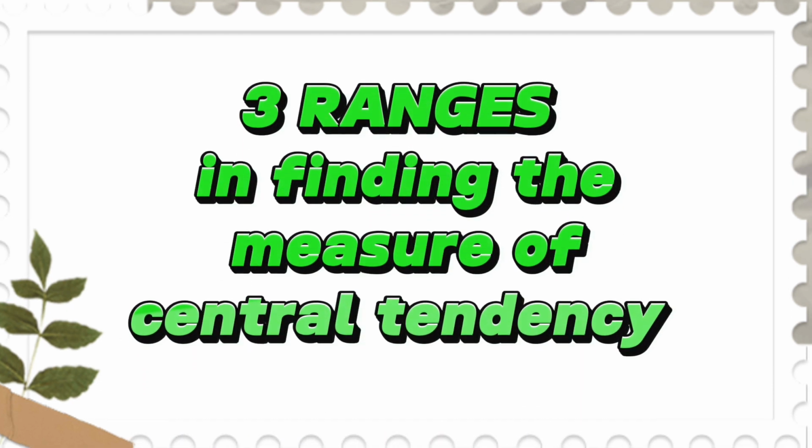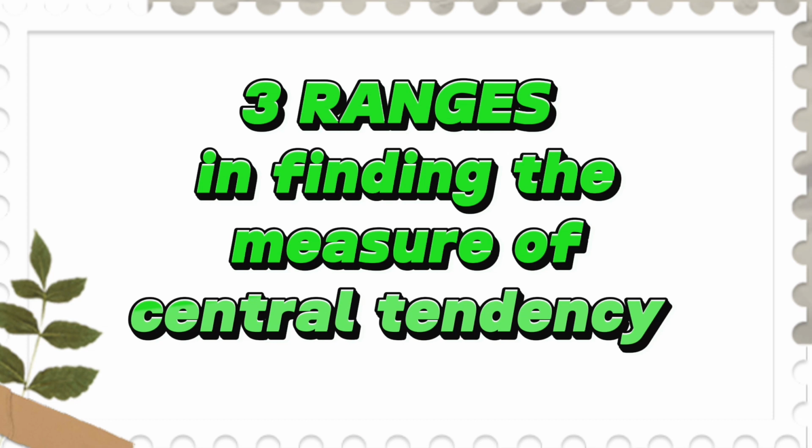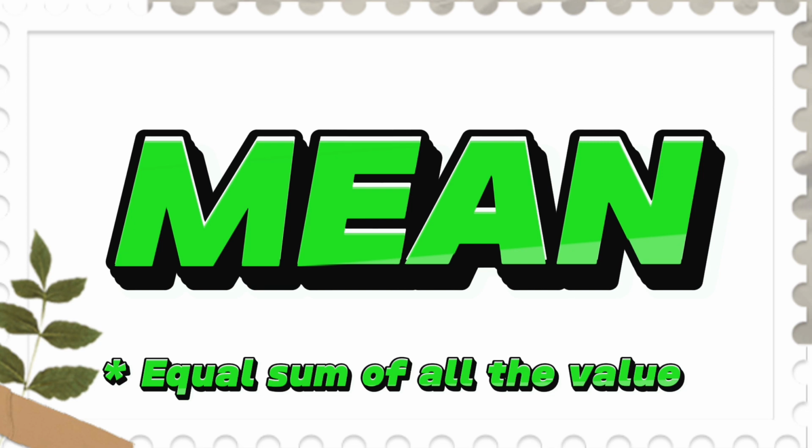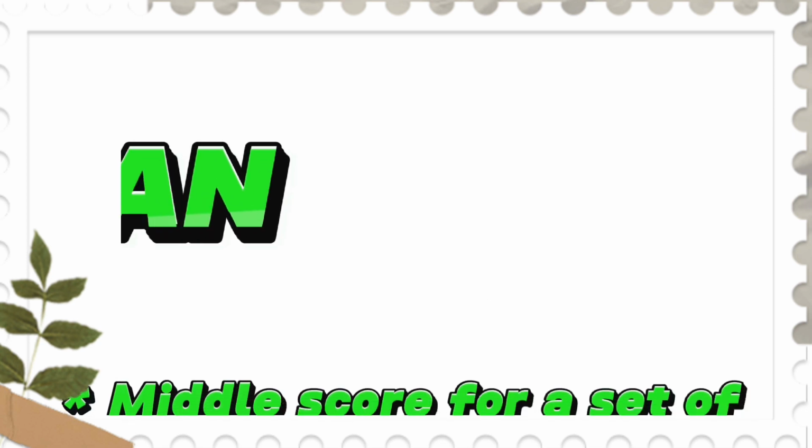There are three measures of central tendency. The first one is the mean. The mean is equal to the sum of all the values in the dataset divided by the number of values in the dataset. The second one is the median.